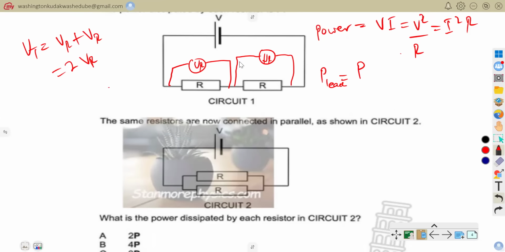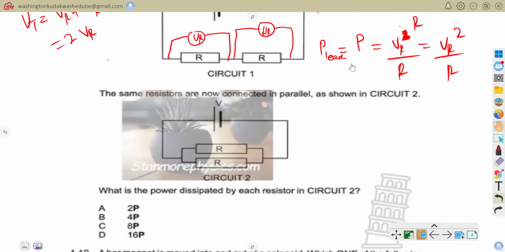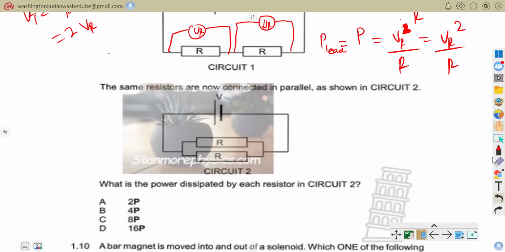Now, if the total dissipated power is equal to P, it simply means that this is equal to VR squared over R: the voltage on each resistor squared divided by the resistance. Now they're telling us that the same resistors are now connected in parallel. So what would be the power dissipated in each now for circuit 2?